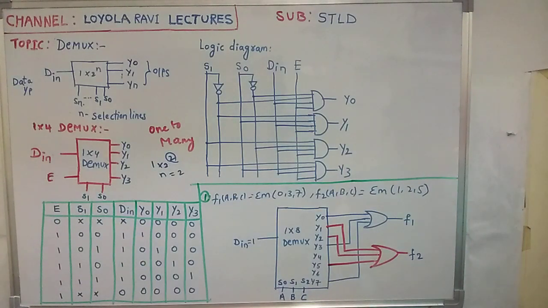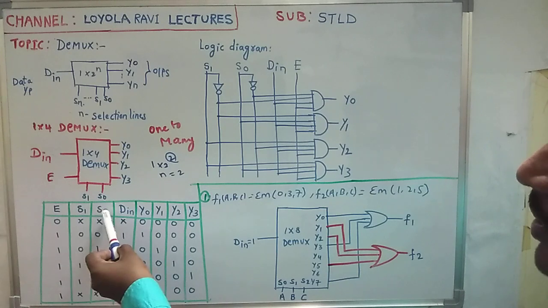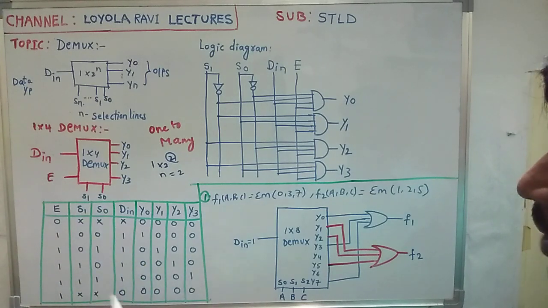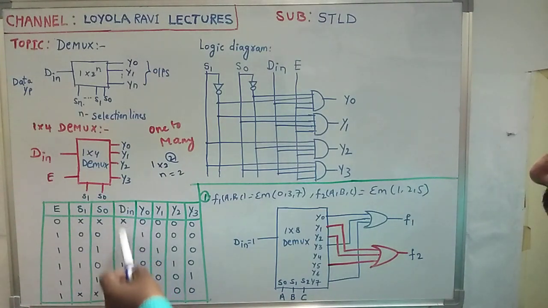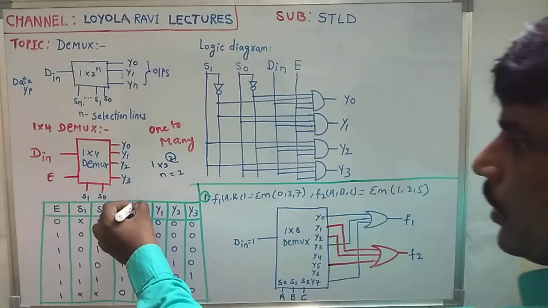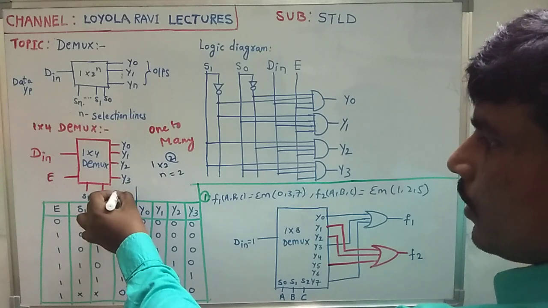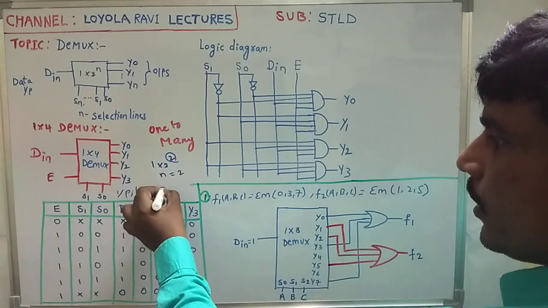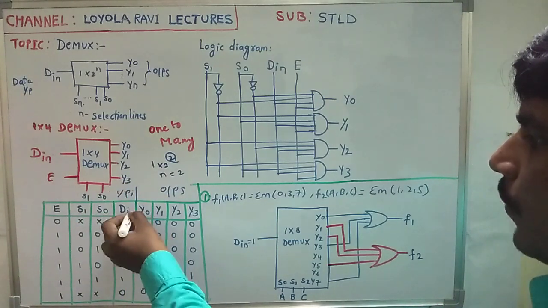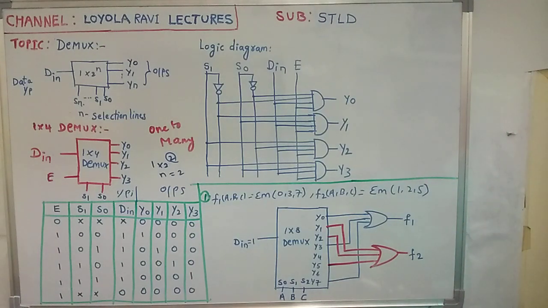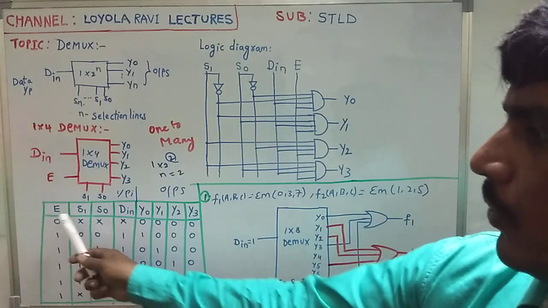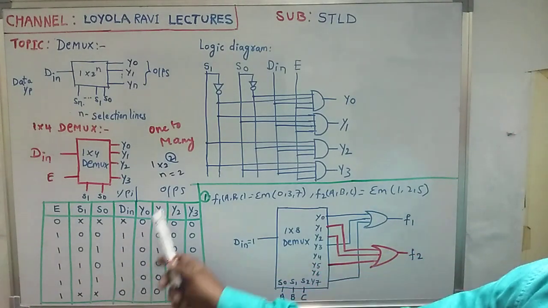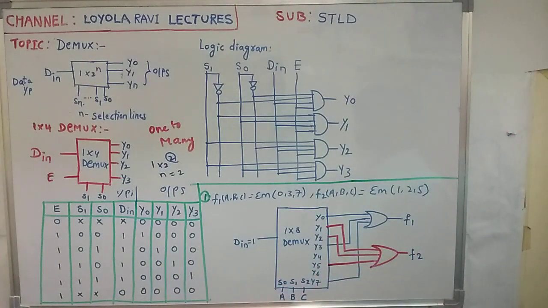Then go for the truth table. For the truth table I am taking enable as an input, and s0, s1, the selection lines, are also acting as inputs, and din is also an input. Up to din these are all inputs, and y0 to y3 are outputs. Enable, s1, s0, din are inputs, and outputs are y0 to y3.